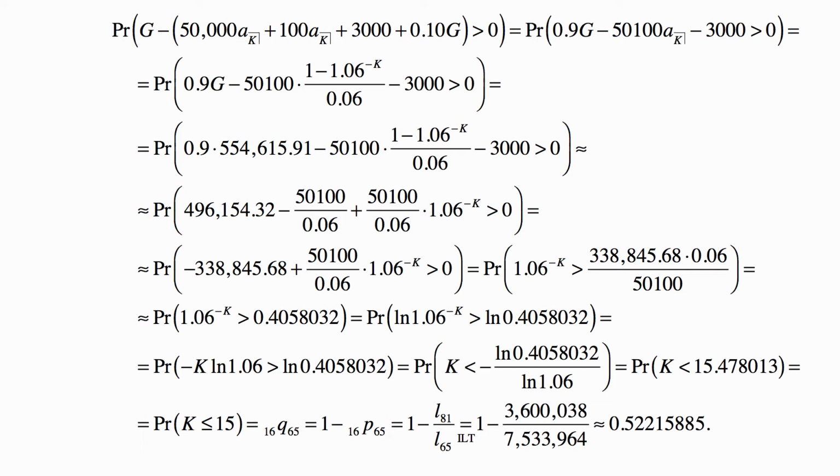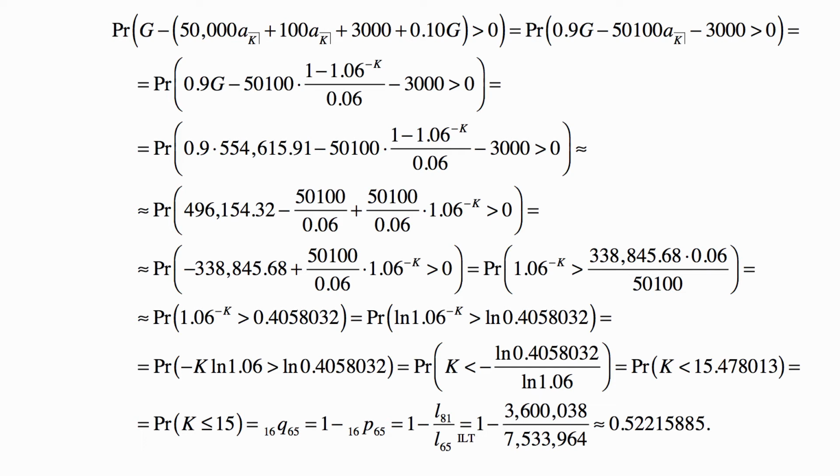But with a minus sign in front of it, it becomes negative. We're dividing both sides by minus natural logarithm of 1.06, so by a negative number. When you divide an inequality by a negative number, you switch the direction of inequality. So this becomes the probability that k is less than minus ln of 0.4058032 over ln of 1.06.